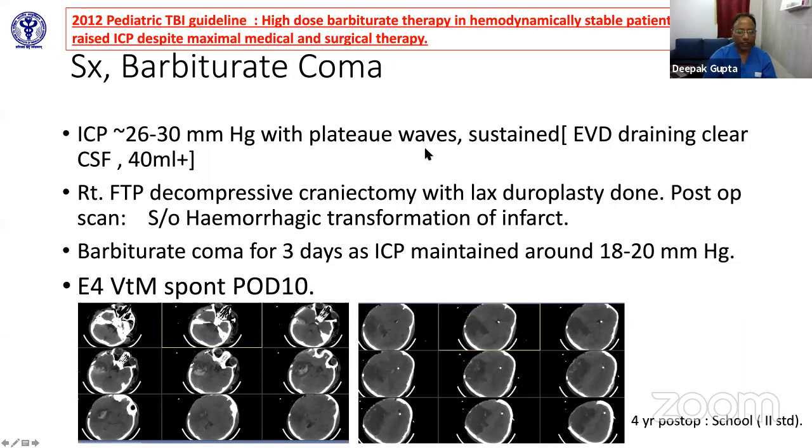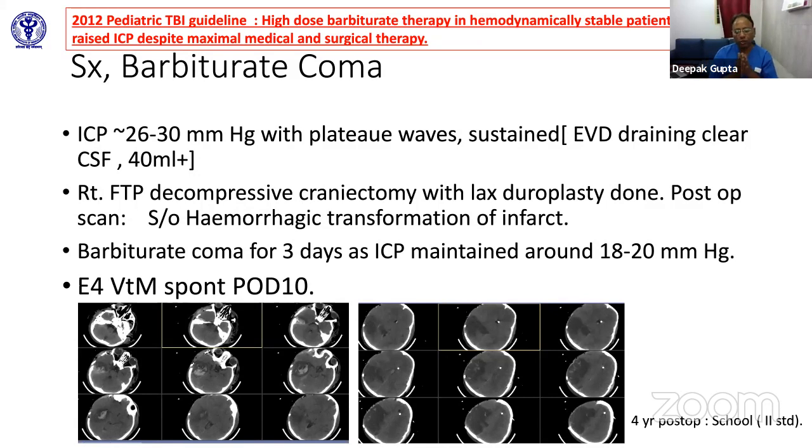The ICP was reduced to some extent, but then there was a secondary rise in the ICP, and this was the time we subjected this child to barbiturate coma, which was given for 3 days, and subsequently the child improved and he became M spontaneous 10 days after the primary trauma. The child was discharged and he had his cranioplasty, and at 4-year post-op follow-up, the child is back to normal life and is studying in a school.